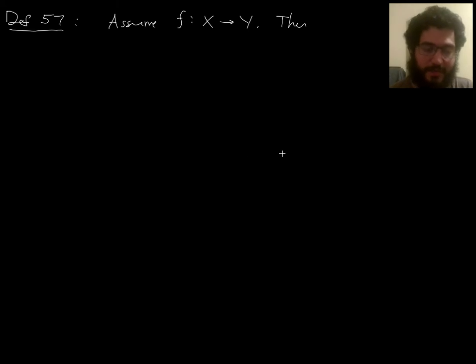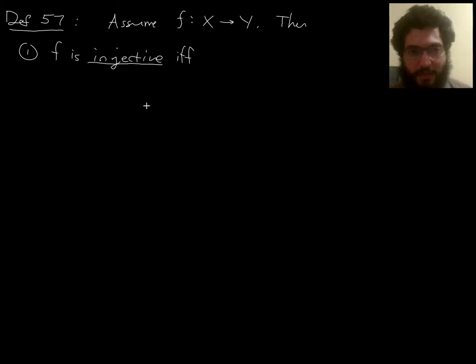So we're about to define some new adjectives that can be applied to a function mapping X to Y. Assuming f maps X to Y, here are some new adjectives that could possibly describe f or not. Here are their definitions. So here's the first adjective, injective.